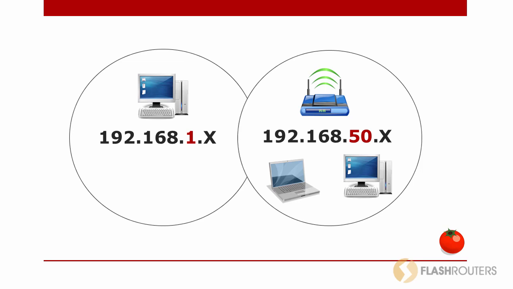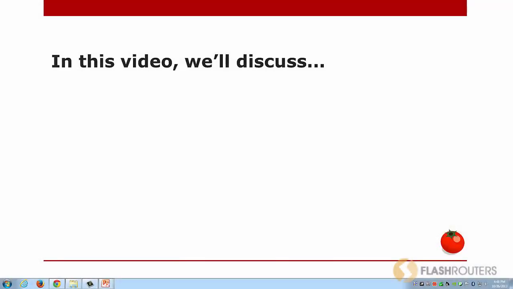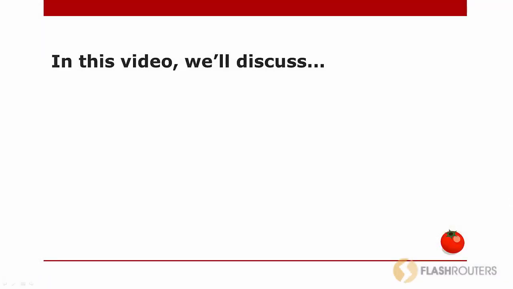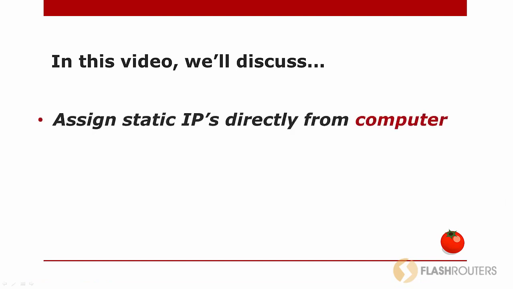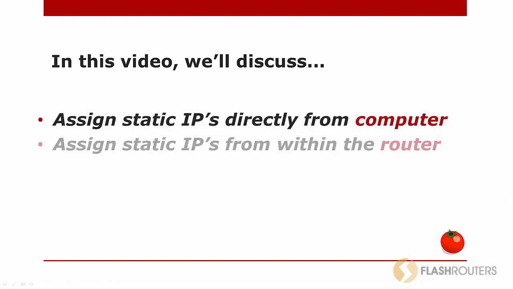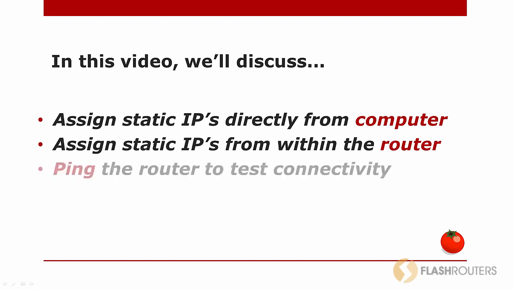In this video, we will not only reconnect to the router, but we will also assign static IP addresses to some of our client machines. In this video, we'll discuss the following: how to assign static IPs directly from the computer, how to assign static IPs from within the router itself, and finally, how to ping the router to test connectivity.